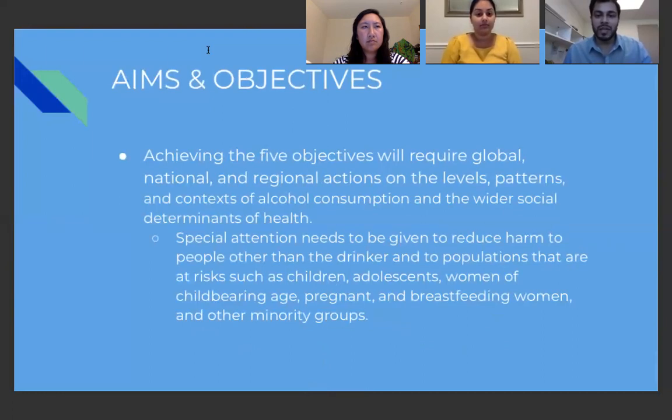Achieving the 5 objectives will require global, national, and regional actions on the levels, patterns, and contexts of alcohol consumption and the wider social determinants of health. Special attention needs to be given to reduce harm to people other than the drinker and to populations that are at risk, such as children, adolescents, women of childbearing age, pregnant and breastfeeding women, as well as other minority groups.